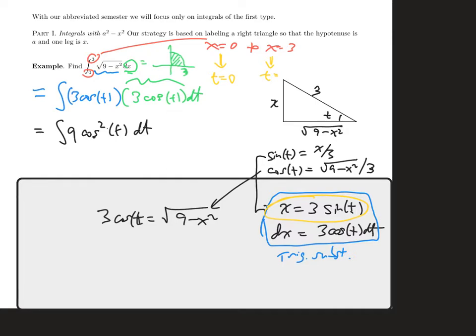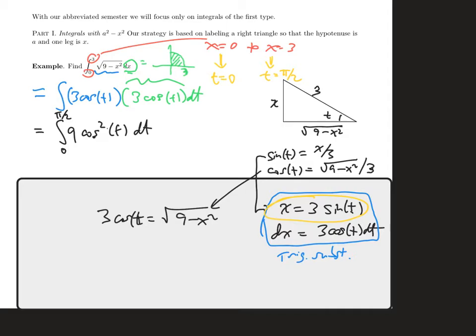Similarly, if x is 3, and you put 3 right here, then 3 equals 3 sine t. That only happens when sine of t is 1. And if you ask your calculator what the inverse sine of 1 is, it's going to say pi over 2. Presume you have this set on radians. So the limits of integration, once we've transformed our integral to being in terms of t, should be like that.